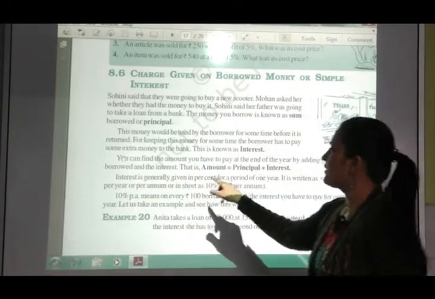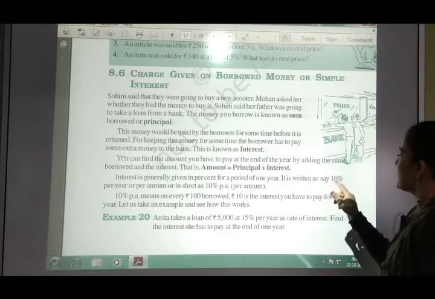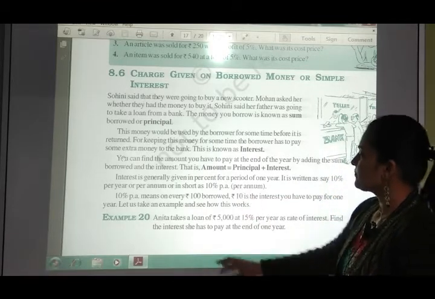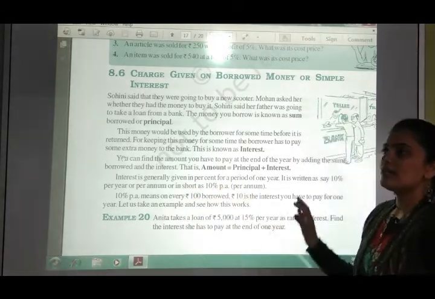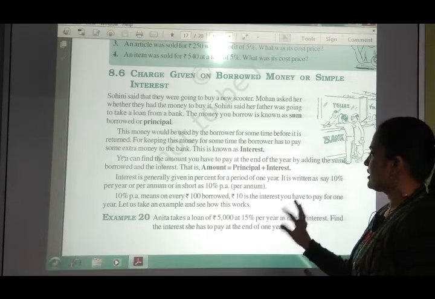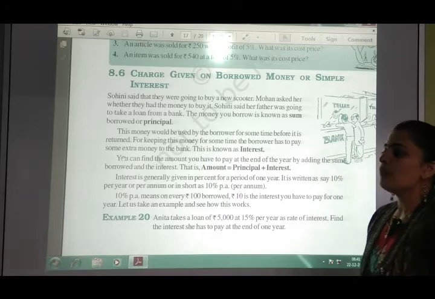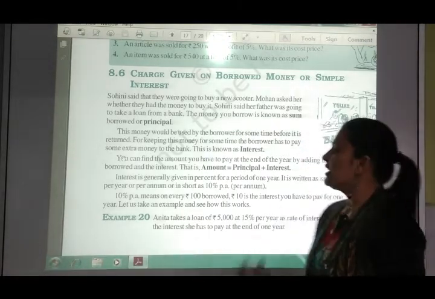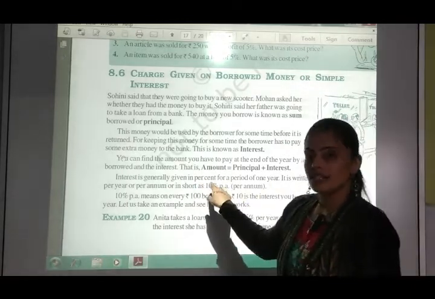Interest is generally given in percent for a period of 1 year. It is written as, say, 10% per year or per annum, or in short as 10% PA. PA means per annum, means for 1 year how many percent? 10%. What is this percentage? Percentage is the rate of interest. That is how much more money you have to give back to that bank or person. That is written in the percentage form.